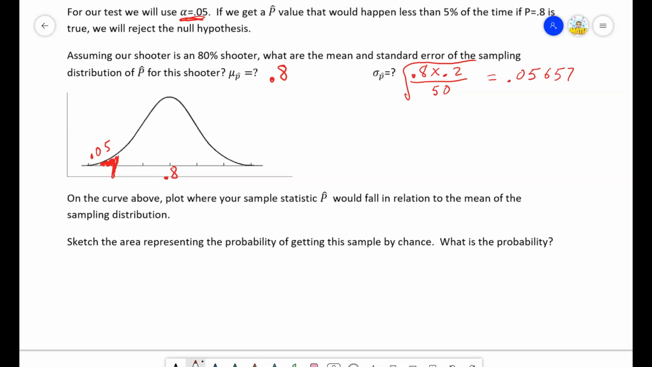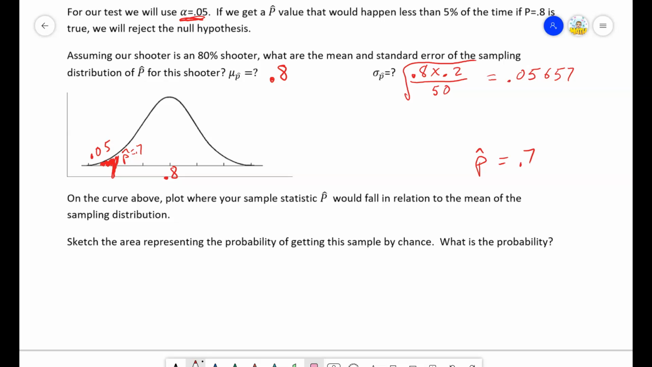So, our sample statistic p hat, right, was 0.7, would fall somewhere, if the standard deviations are about 5%, pretty close. 0.7, our p hat, would fall somewhere here. It's down below it, right? Sketch the area representing the probability of getting this sample by chance.